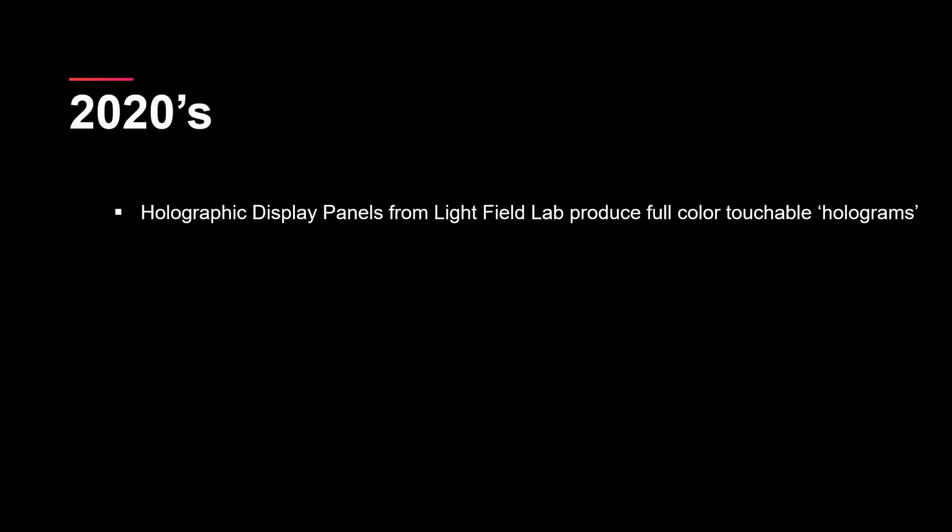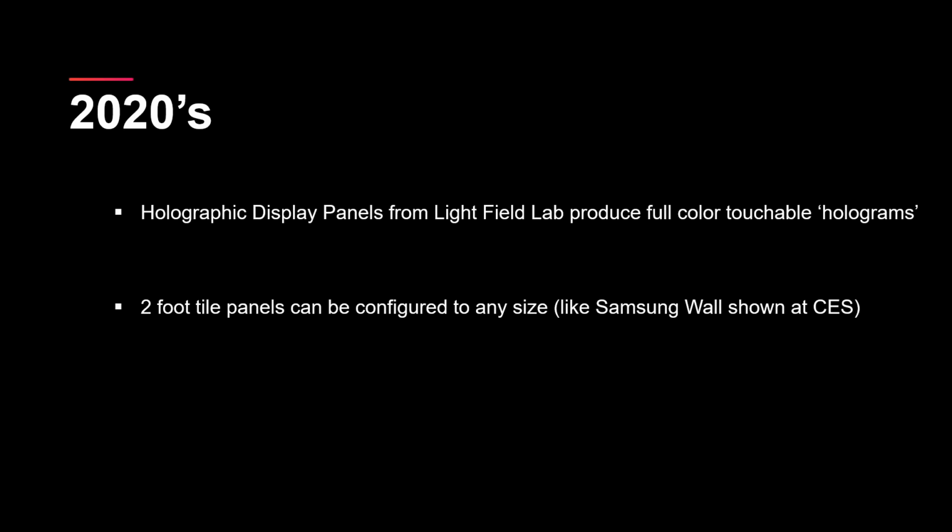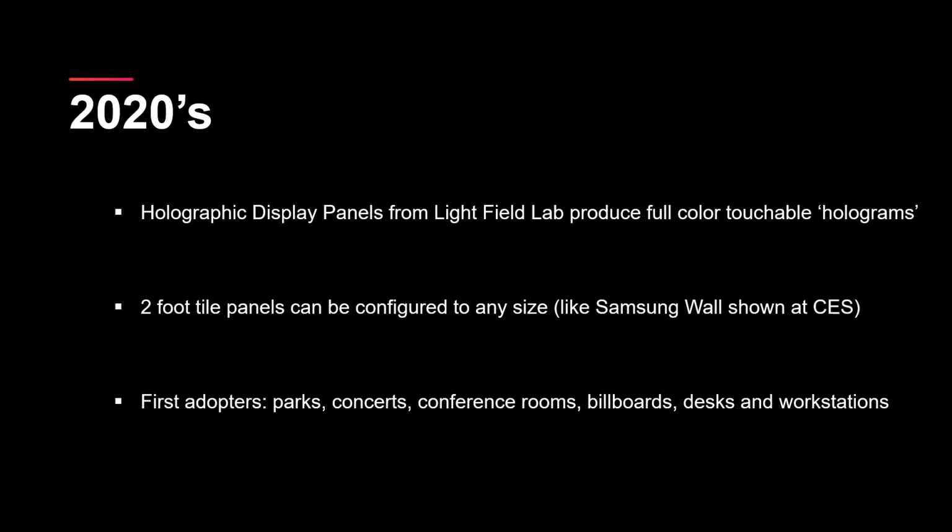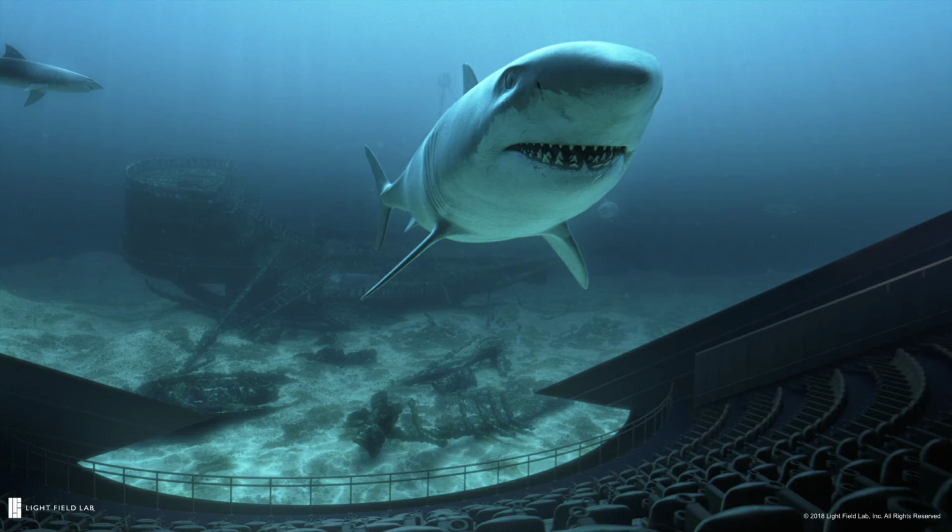You can look at these panels and you're seeing essentially a white light hologram and emissive hologram. They're going to be constructed in these 2-foot by 2-foot segments. So like the Samsung video wall that you might see at CES, you can make any surface size you want. You just have to connect more of these together. So you pay essentially by the square foot. And the first adopters are really going to be theme parks, things like concerts and so forth and so on.